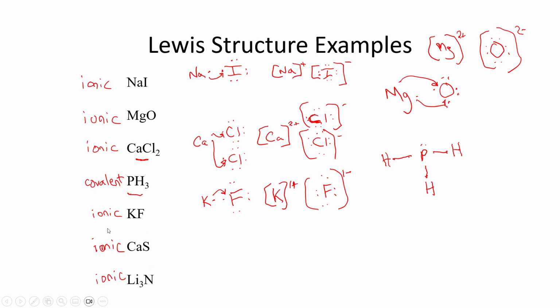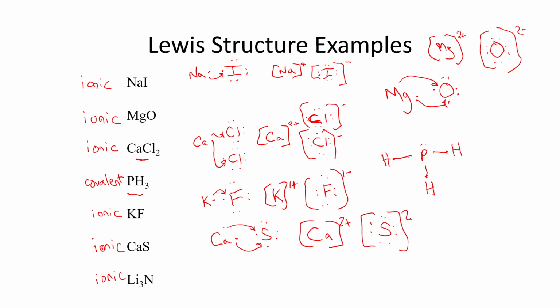So then we have CaS. Ca, calcium, has 2 valence electrons. S has 6 valence electrons. It's a group 6A. This one's going to form a pair here. This one's going to form a pair here. And we're going to do our brackets. So calcium loses 2 electrons, becoming more positive by 2. Sulfur gains 2 electrons, becoming more negative by 2. That's our final Lewis structure.